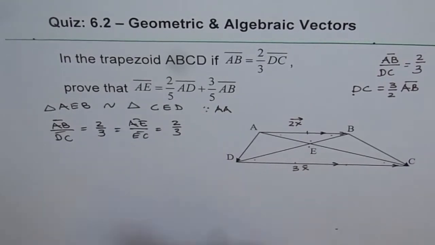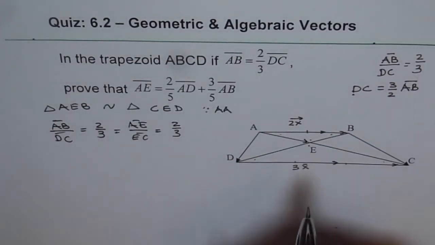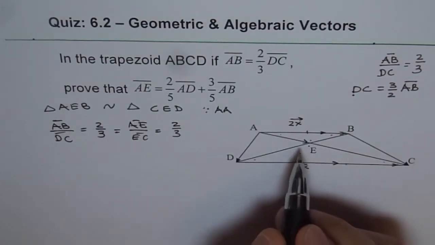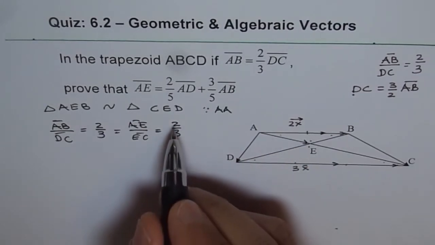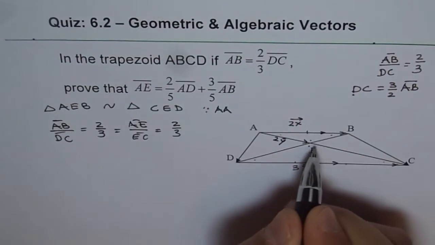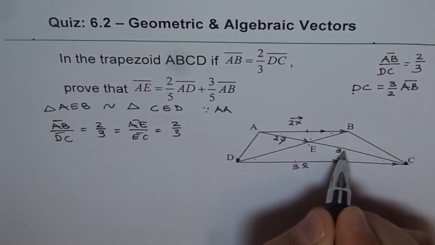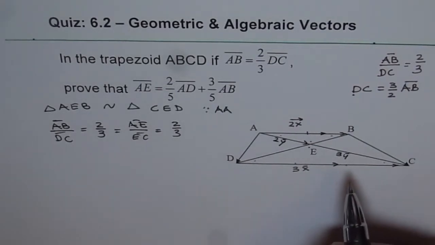Right? Because all the sides in a similar triangle are in the same ratio, 2 over 3. So let us say in this direction we give a vector y. Then this will be how much? Because they are in the ratio of 2 over 3, this will be 2y, and this much from E to C will be 3y. Do you see? Because they are in the same ratio. Correct? So I am developing the concept which will help us to solve the problem.